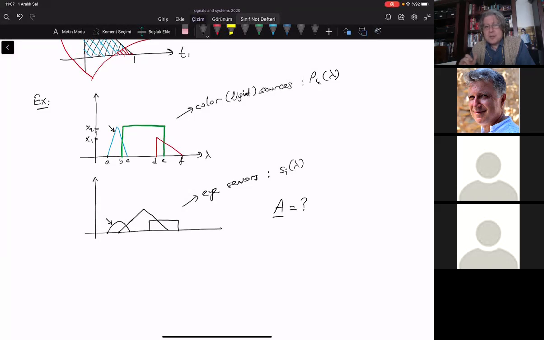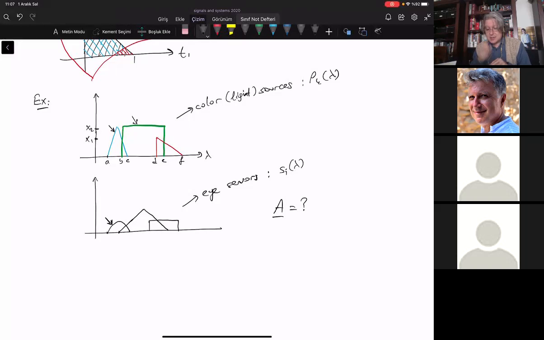How do you find the first sensor response to the second input? You multiply with the second input. For example, you multiply this sensor, the first sensor, this time with the second input. And as you see, some portion may overlap. As long as they overlap, you have to multiply them, get the function, and find the area under the multiplication region, multiplication function. So it will be the first sensor response to the second input.